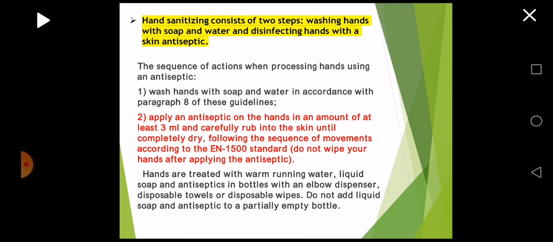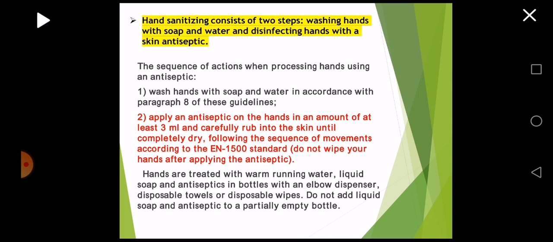Okay, hand sanitizing consists of 2 steps: washing hands with soap and water and disinfecting hands with a skin antiseptic. The sequence of actions when processing hands using an antiseptic. First, wash hands with soap and water in accordance with paragraph 8 of these guidelines.